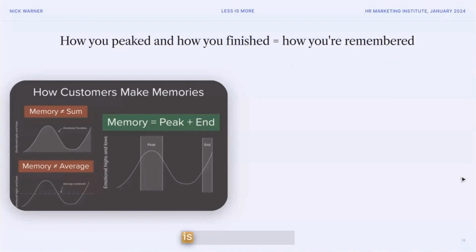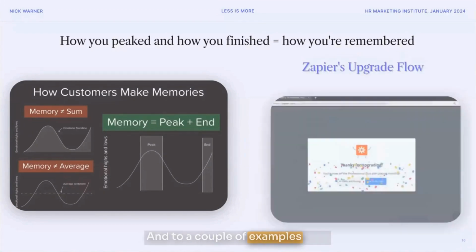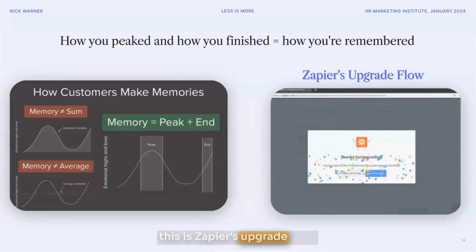Okay, next concept here is the peak-end rule. This is how what we remember from an experience is not an average or a sum of the whole thing. It's mostly constructed from the peak and the end. And a couple of examples here. This is Zapier's upgrade flow. You get the little confetti and celebration when you finish, which is fun.